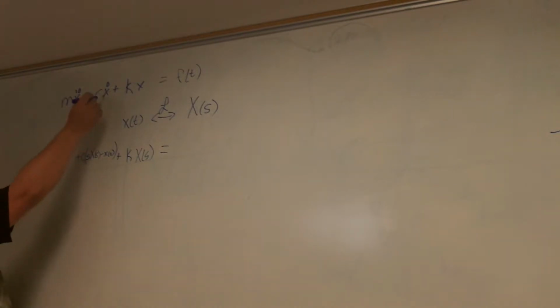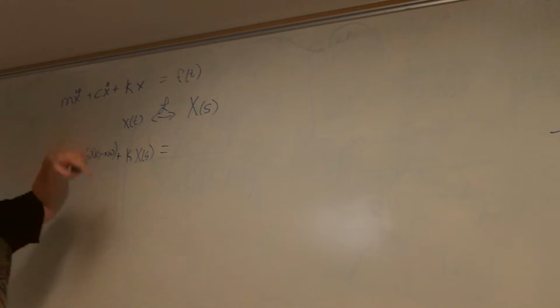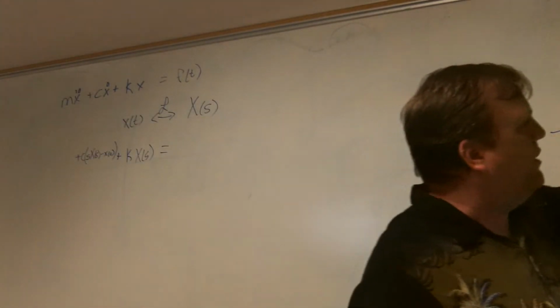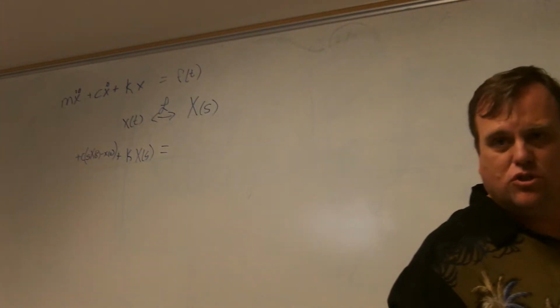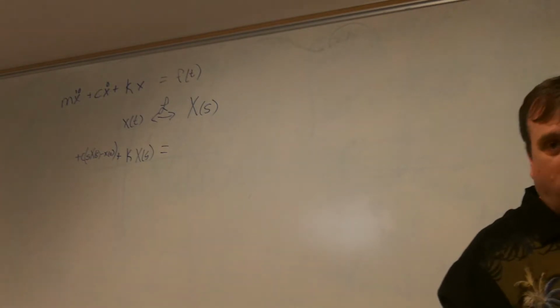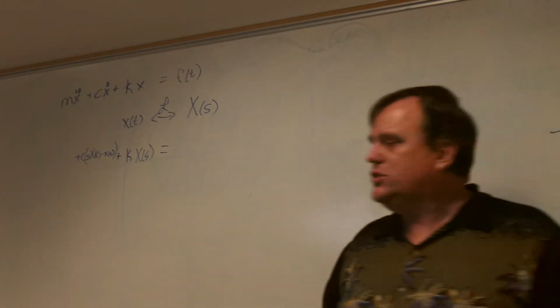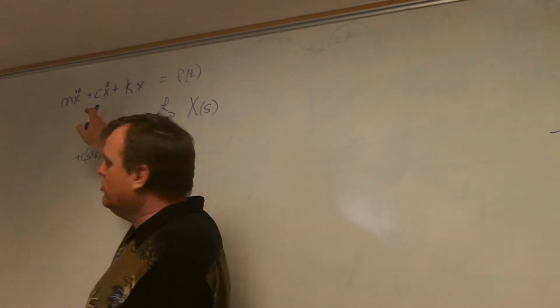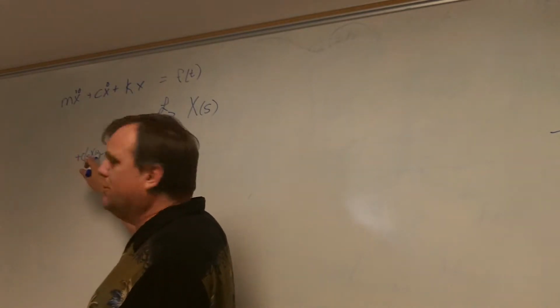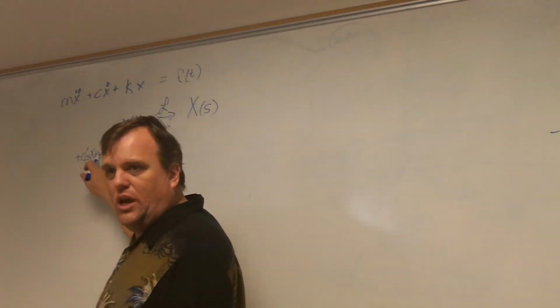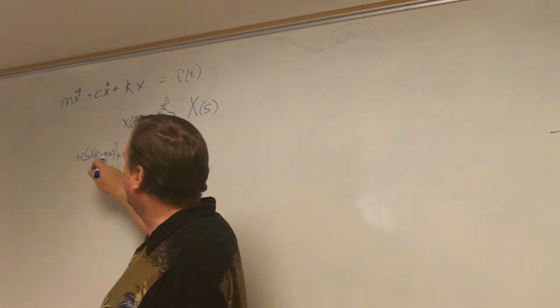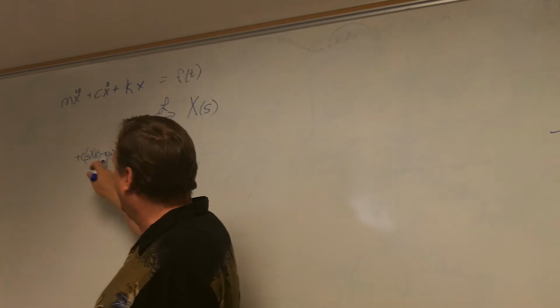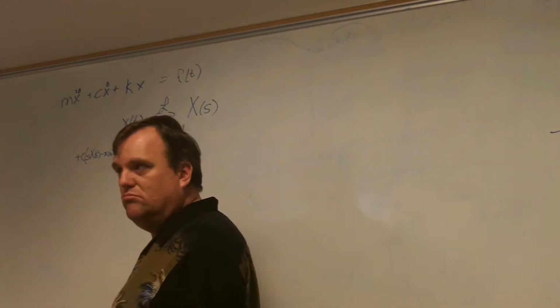All right, so I just replaced x dot with its definition. We already said in the table that the derivative of my function is s times the transform minus the original time domain function evaluated at 0. I'm doing x as my function now, so it goes to s times X of s, the Laplace transform of x, minus the value of my function x at 0.